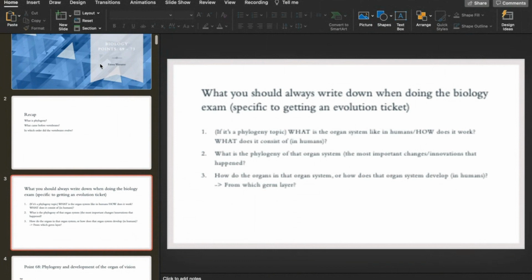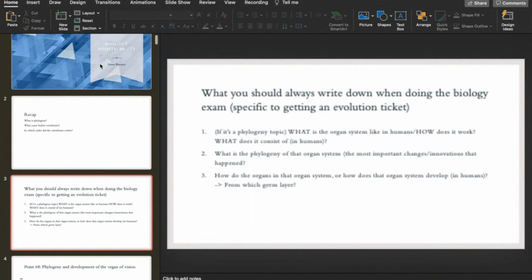So the first point to discuss today would be point 68 of the medical syllabus. So this is the phylogeny and the development of the eye, basically. So now, 2 keywords to learn and understand.